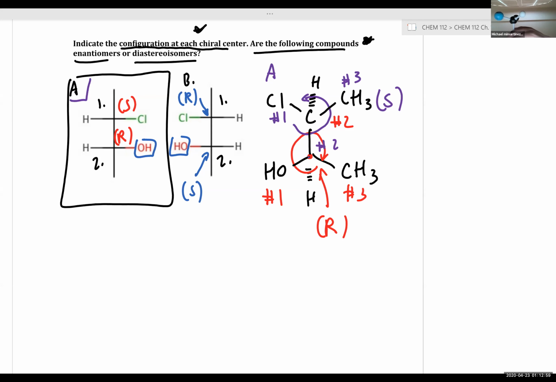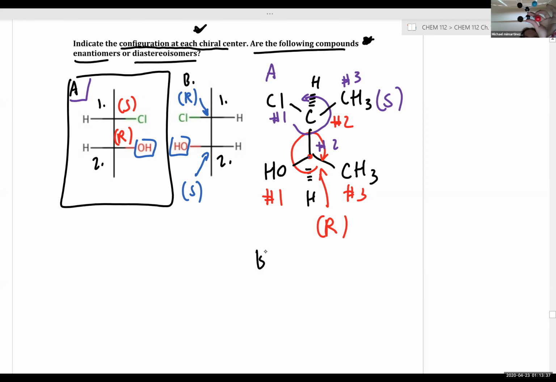Okay, so here is structure B. Does everyone agree that our chlorine and alcohol are now on the left-hand side? Okay, wonderful. Now, what we're going to do is rotate each of our carbons so this hydrogen is in the back. Okay, so now both of our hydrogens are in the back.